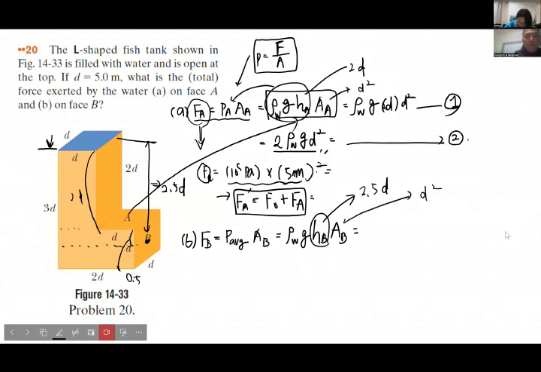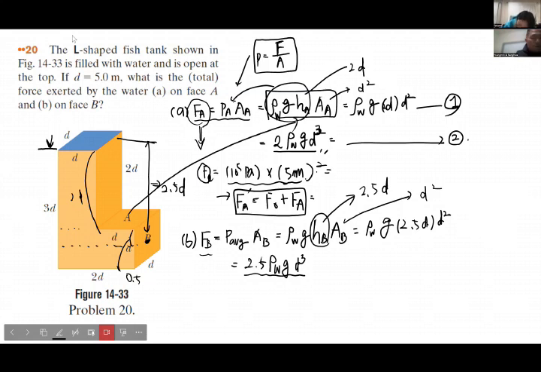So the relative force from this pressure should be rho_w g times 2.5D times D squared. So that is rho_w, oh, just plug in 2.5 first: 2.5 rho_w g D cubed. Oh, this should be cubed too. I forgot. So that is the relative force on that face B.